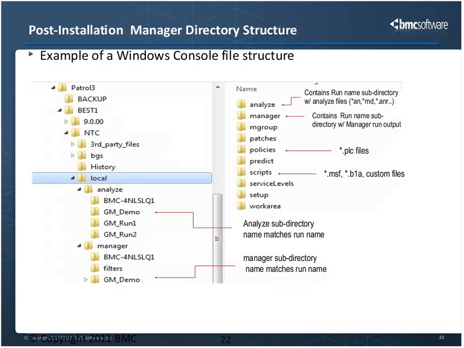In the case of a Windows machine, we have a similar type of thing where we put analyzed stuff in an analyzed directory. We keep everything in the local area so that we know it's local to our environment. We keep our manager runs together in a subdirectory. For example, we have an analyzed workload characterization we might call GM demo, and that's involved with the manager run GM demo. We have subdirectories that contain that information. It might be GM demo, manager run name, GM demo. Policies, we might have a policy that's called GM demo. And scripts, we would probably have a script called GM demo.